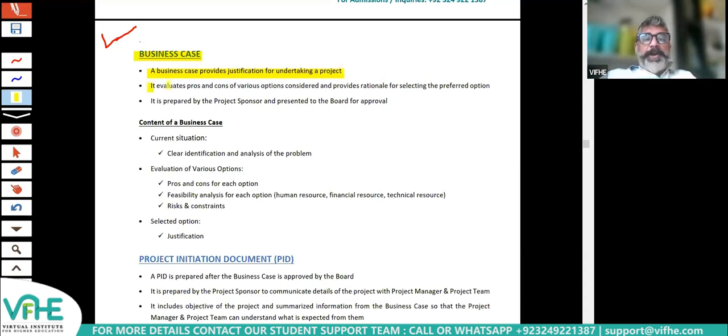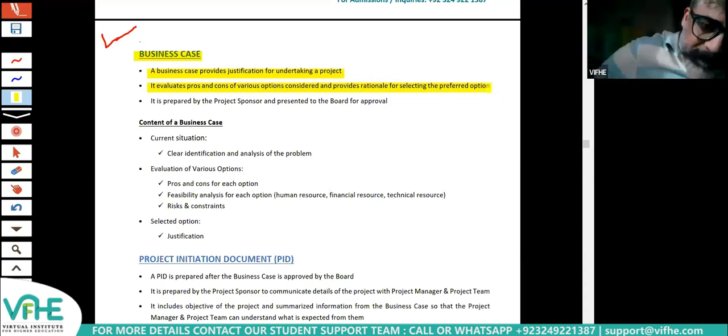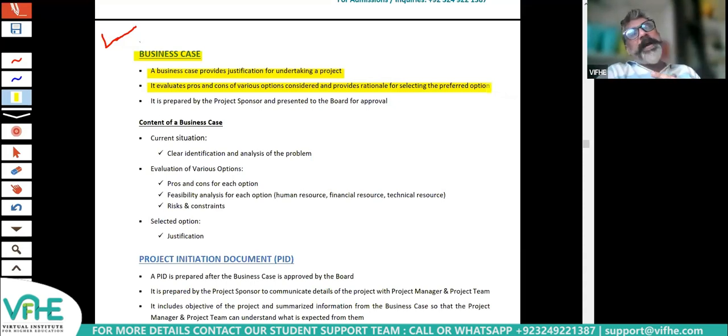So a business case evaluates the pros and cons of various options considered and provides rationale for selecting the preferred option. When we do a project, there are many options. Let me give you an example. It will become easy for you. If the accounting software in my company is outdated, we are now thinking of implementing a new ERP system.